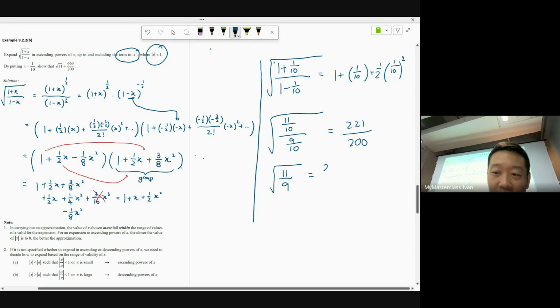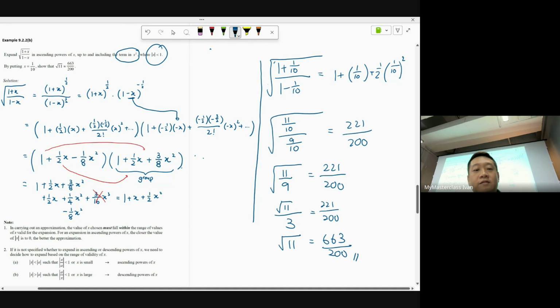Yeah, equals to 221 over 200. Okay, square root 9 is 3. 11 over 3 equals to 221 over 200. Cross multiply. Okay, and that's it.